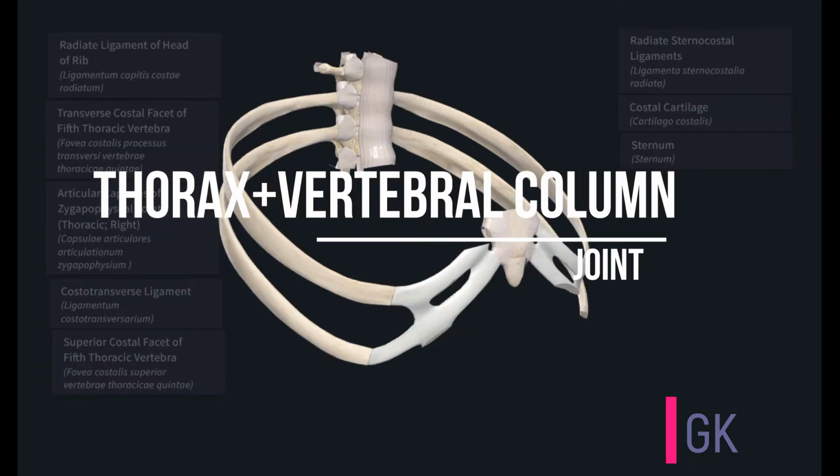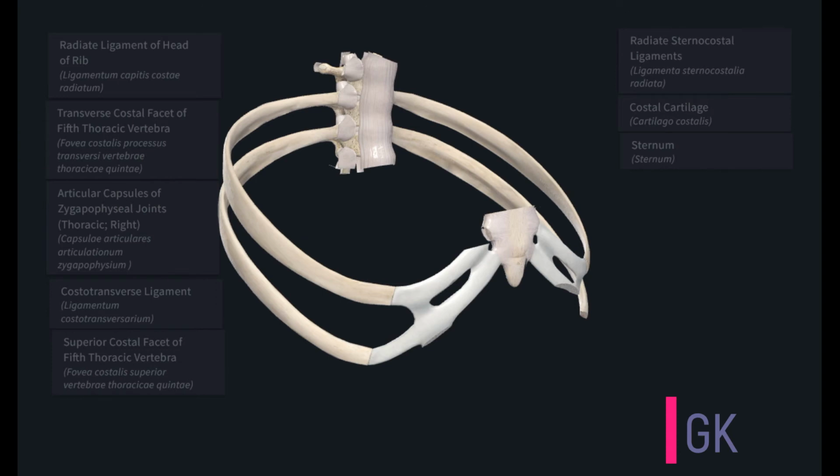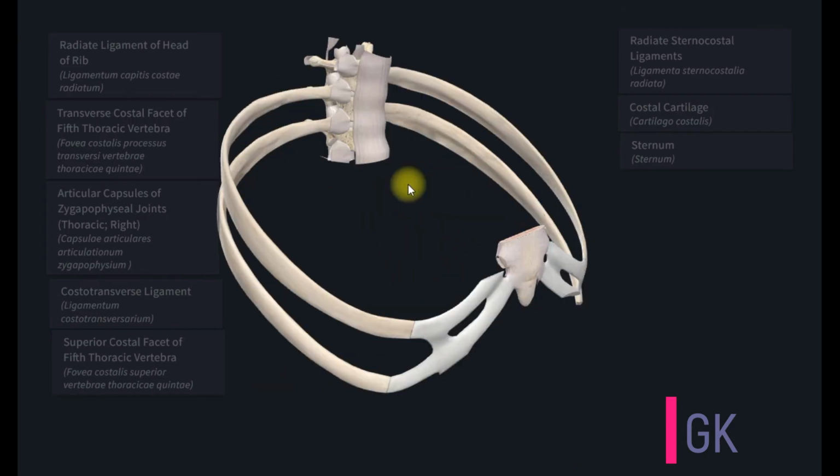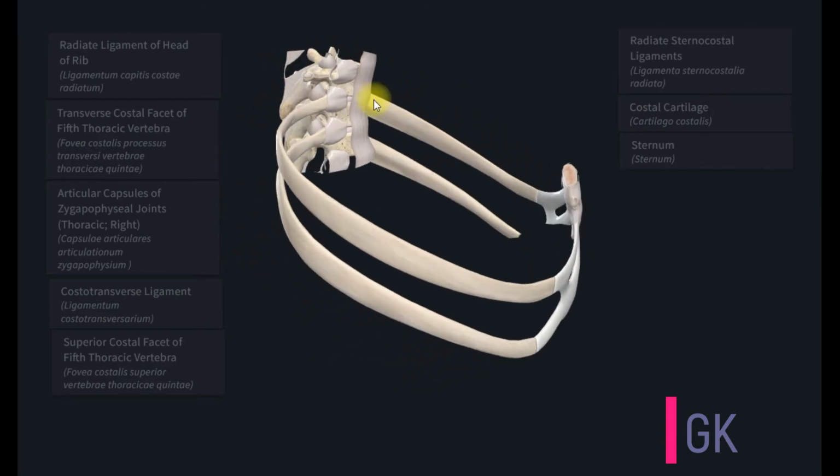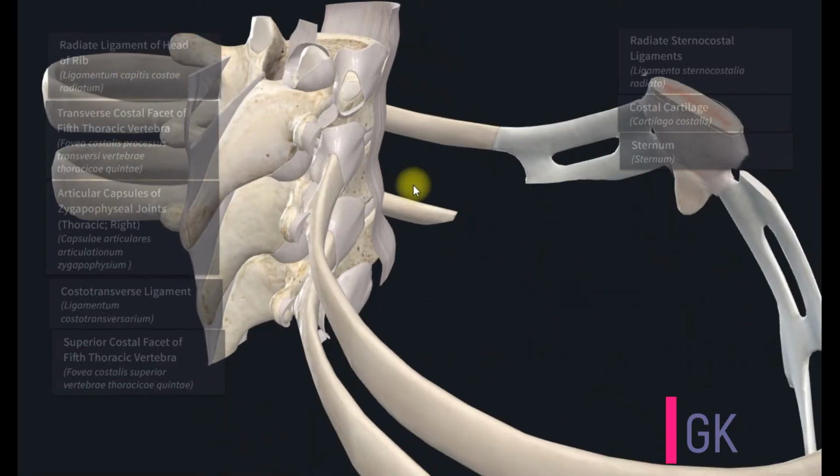And the last link of this topic is the joints of the thoracic cage. The main joints and articulations in this region appear in two places: first, between the vertebral column and ribs, and second, between the ribs and sternum. As you remember, we have 12 pairs of ribs, and they are classified as true, false, and floating. All true ribs articulate with the vertebral column in two places.